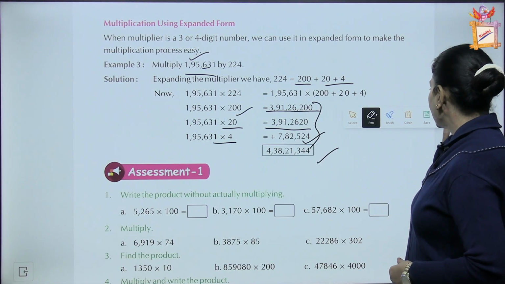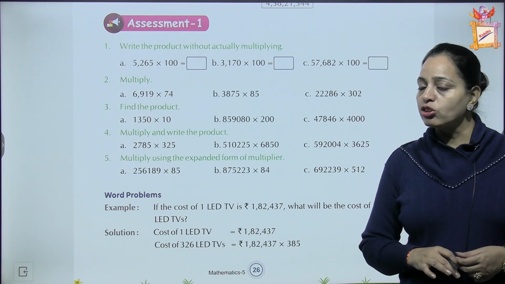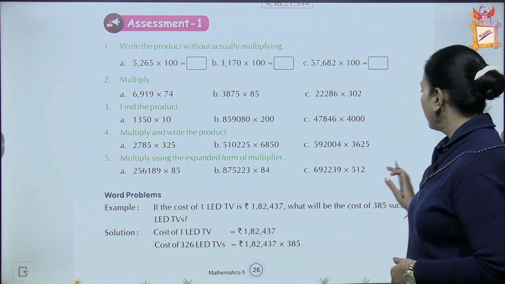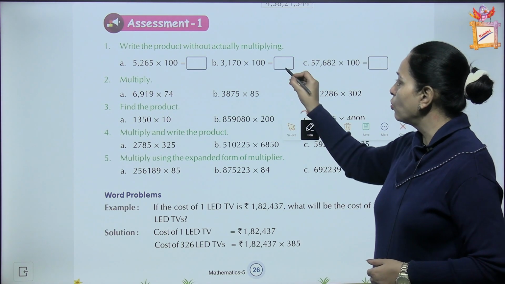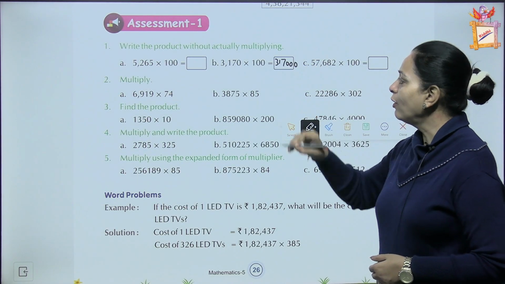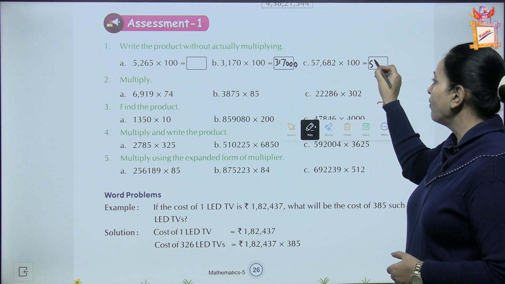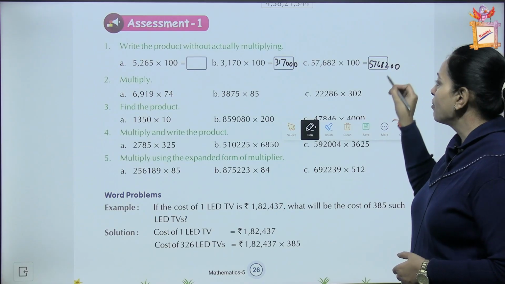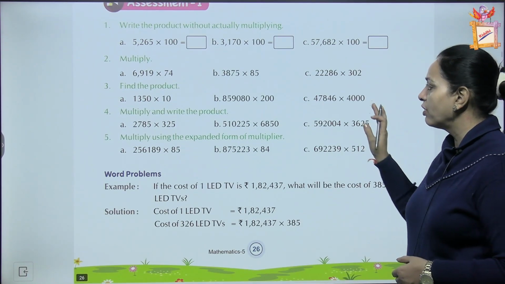Okay. Now assessment 1. Question number 1. Write the product without actually multiplying. See B part. 3,170 multiplied by 100. So what to do? 3,170 last में 2 zeros. Okay. Same C part 57,682 multiplied by 100. तो last में 2 zeros. Okay. Now the second one multiply. You can try this one.